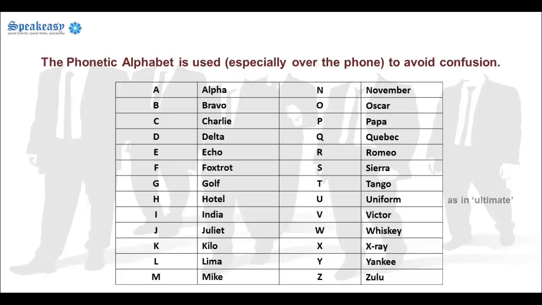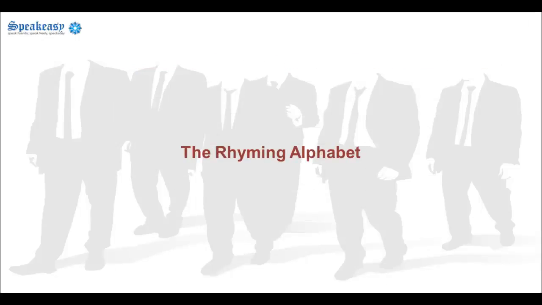V for Victor, W for Whiskey, X for X-ray, Y for Yankee, and Z, or Zed as it's pronounced in the United States, for Zulu. You may have noticed that many of the words that we've just looked at have a very similar pronunciation. They use the same vowel sound.